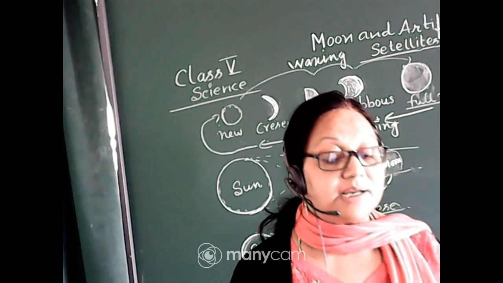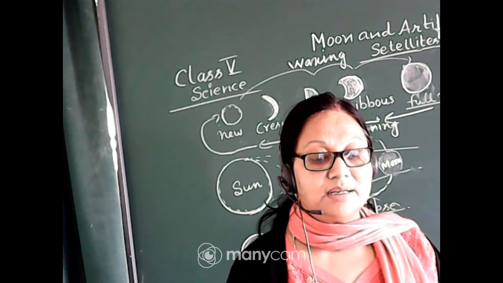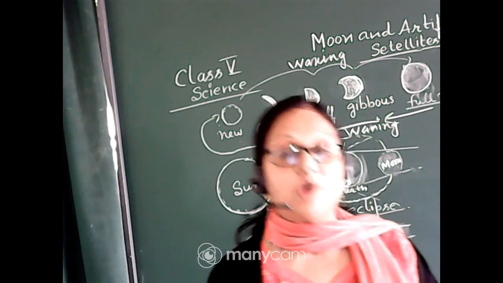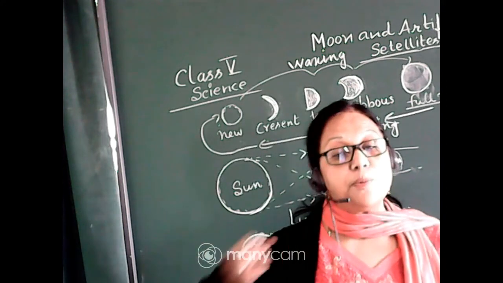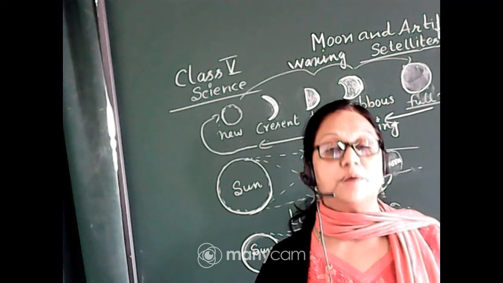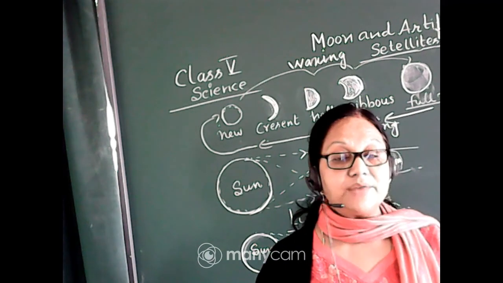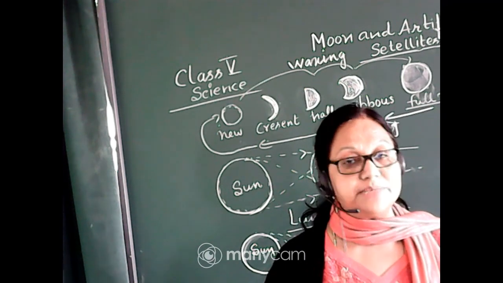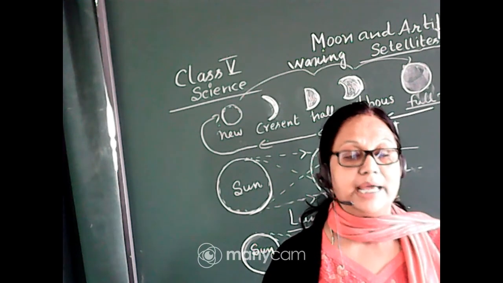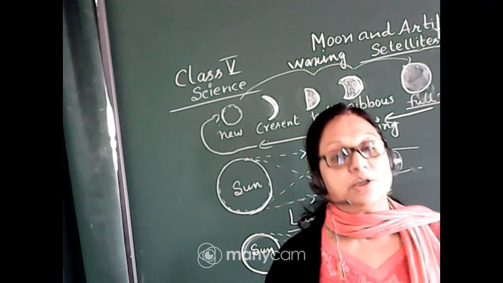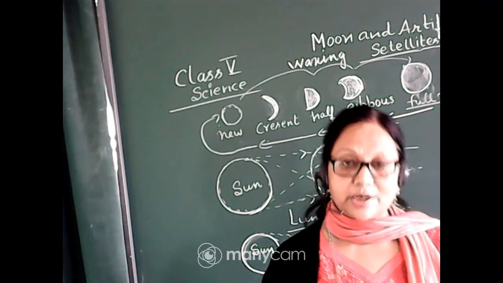Which objects are called transparent objects? The objects which allow light to pass through them are called transparent objects, isn't it? And what about opaque objects? The objects which do not allow any light to cross through them are called opaque objects.